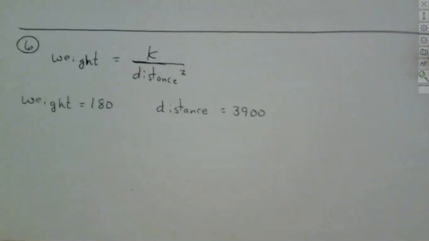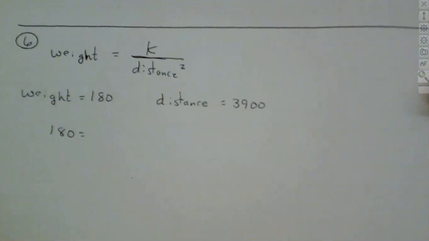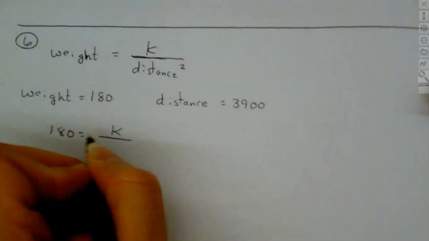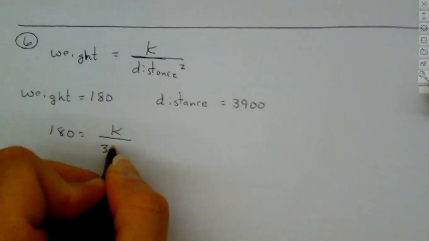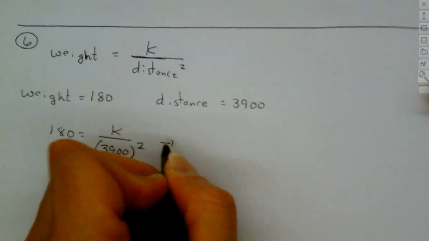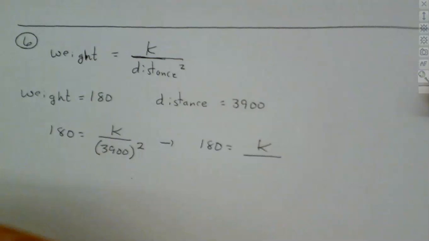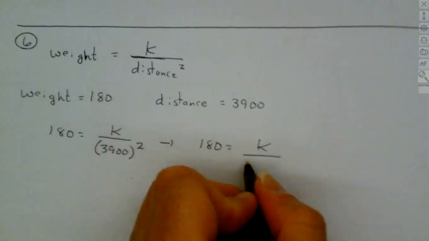Now we're going to plug our values in and we're going to find our K. So 180 equals K over 3,900, and don't forget to square it. So now that gives me 180 equals K over 3,900 squared, which is then this.